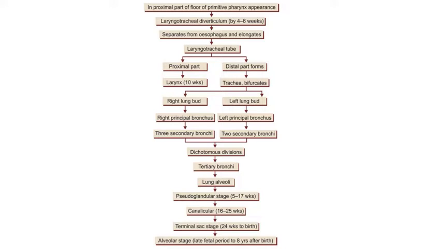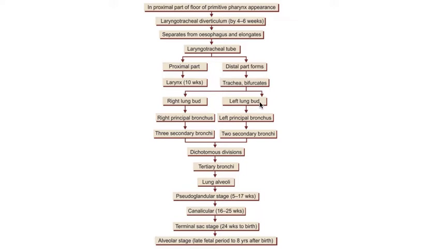Now, briefly about the embryology. In the proximal part of the floor of the primitive pharynx, appearance of the laryngotracheal diverticulum about 4 to 6 weeks. It separates the esophagus and then it elongates, forming the laryngotracheal tube. The proximal part will form larynx in 10 weeks. At 10 weeks, distal part forms trachea.